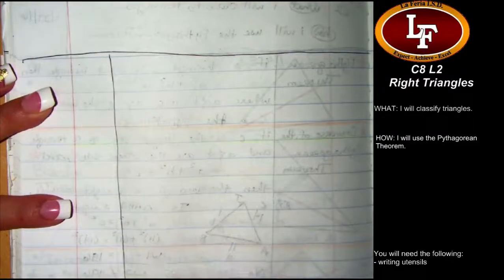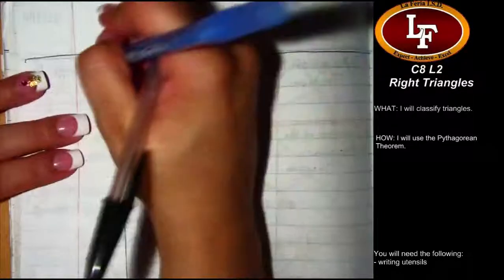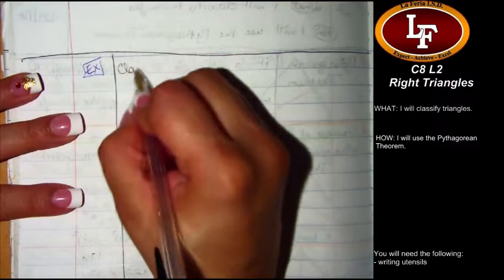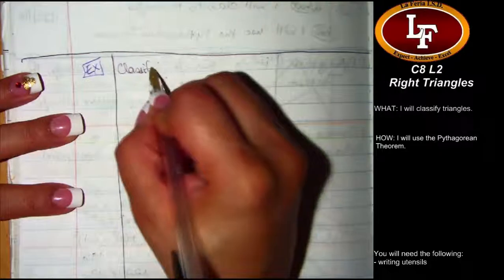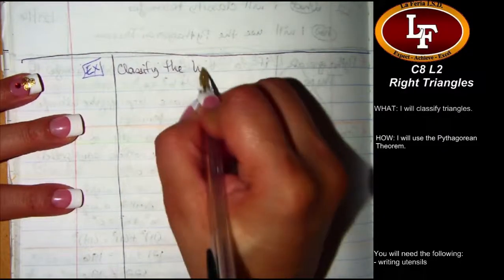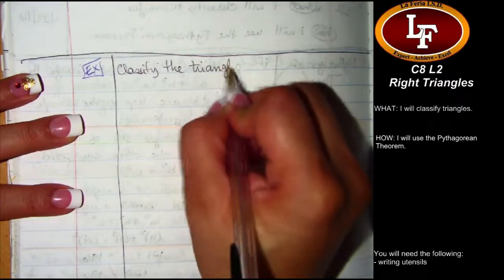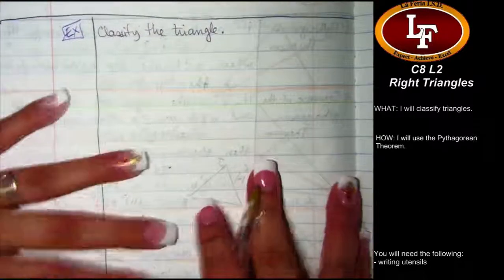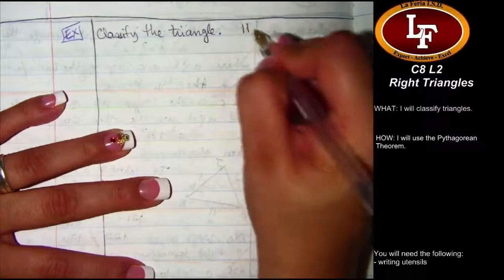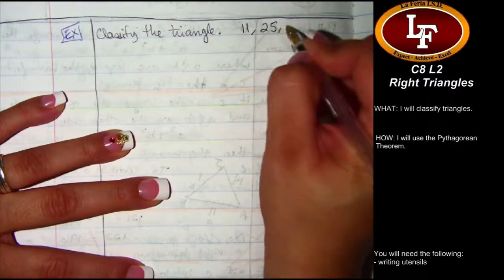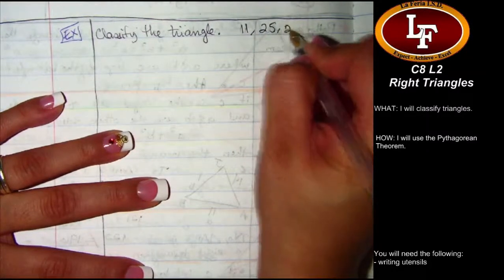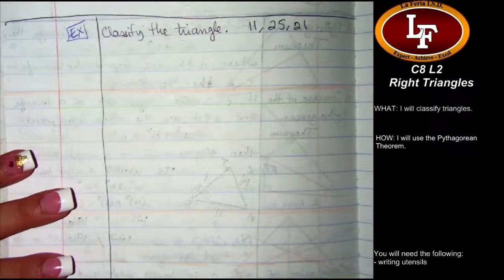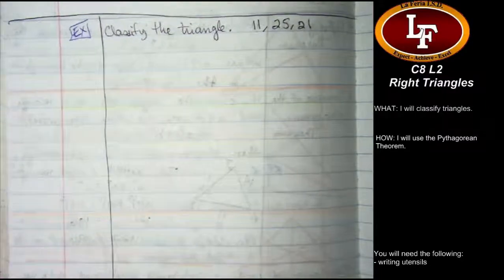All right, so here's our example. We're going to do one more example of the previous. The example says, classify the triangle. Can I have 3 numbers? 11, 16, 25. Okay. And that's all you're given. Those are the side lengths of your triangle.